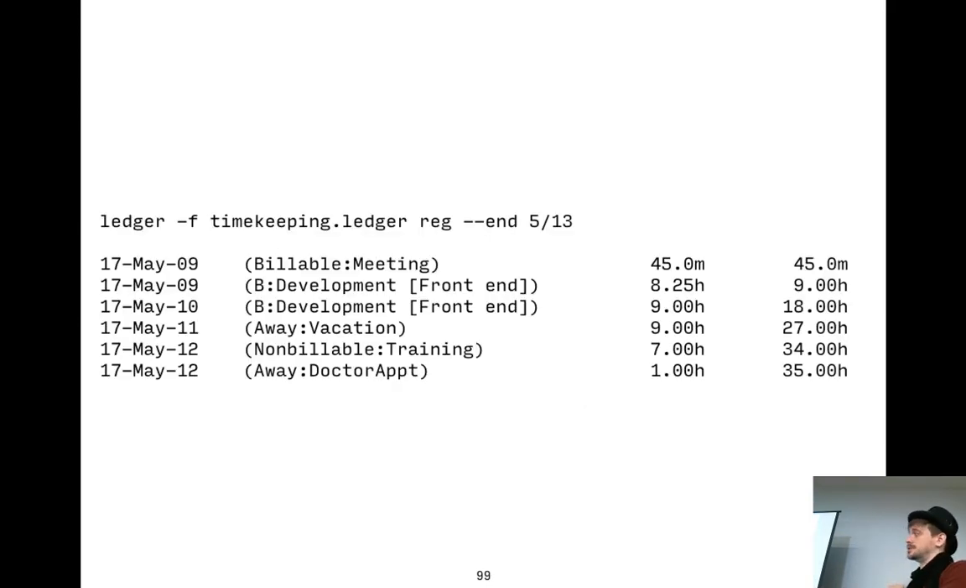And then here's a register command on time. There's also a special time report mode that you can put on the balance command. I find it difficult to read. I don't really use it a whole lot.